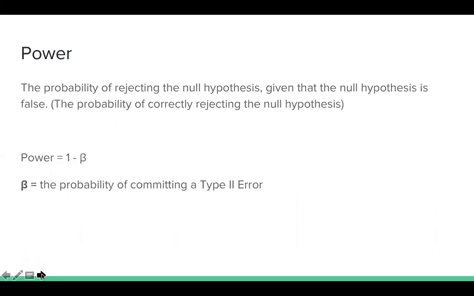All right, so power. Power is the probability of rejecting the null hypothesis given that the null hypothesis is false. In other words, it's the probability of correctly rejecting the null hypothesis. You can calculate power by taking 1 minus beta, and beta is the probability of committing a type 2 error, which is falsely failing to reject the null hypothesis. So that's power: correctly rejecting the null hypothesis.